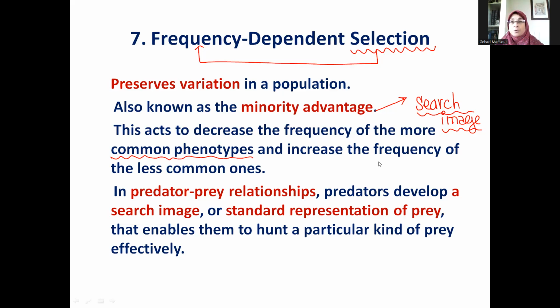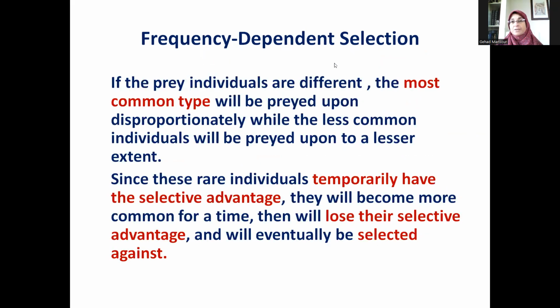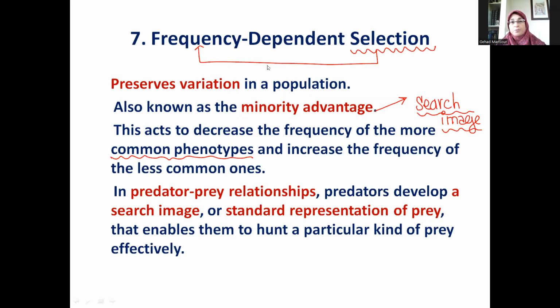Why? Because during the time when the predators were preying on the more common phenotypes, the minority was living a very easy life. They were reproducing, they were increasing in number, and they no more became a minority. So when the previous majority was extinct, now the minority will be preyed upon. So frequency-dependent selection preserves variation in a population.